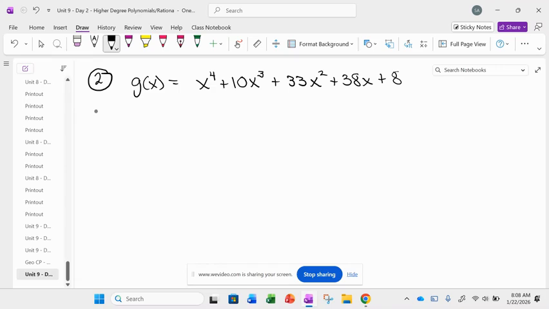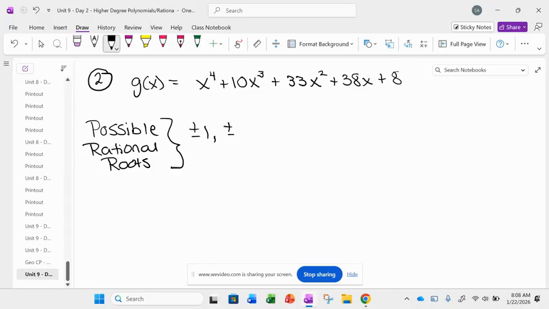So to start, we're going to do our P over Q, possible rational roots. And again, do we agree our denominator would once again be 1 since our leading coefficient is 1? So now this is only factors of 8 once again. So we're going to have plus minus 1, plus minus 2, plus minus 4, plus minus 8.